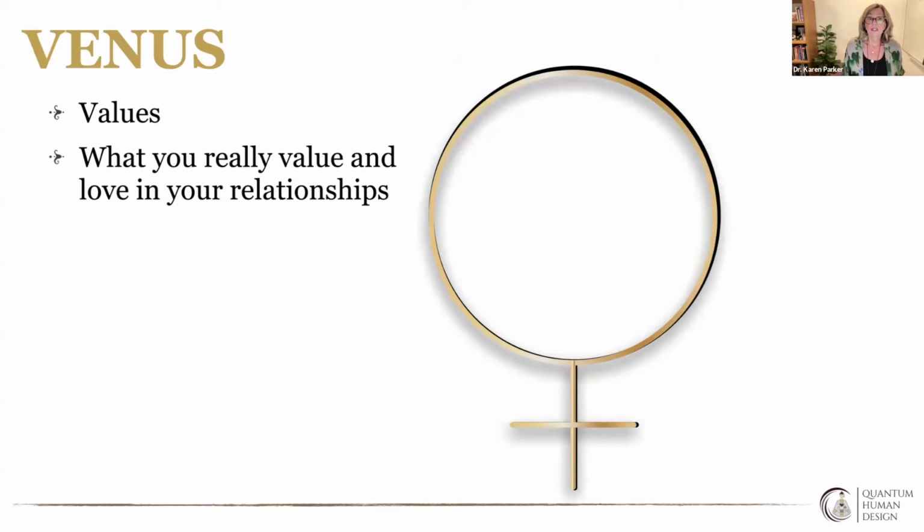Venus, whatever Venus is highlighting, is emphasizing what we value, and in particular what we value and love in our relationships. It's more of a personal planet. I would say Sun, Earth, Moon, nodes, Mercury, Venus, and Mars are what I would call the personal planets. They tend to affect our personal charts more. Obviously, they still play out in the collective.